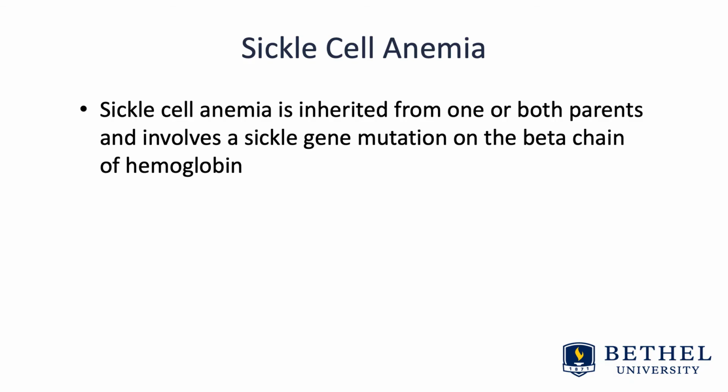Sickle cell anemia is inherited from one or both parents and involves a sickle gene mutation on the beta chain of hemoglobin. Sickle cell disease occurs when a child inherits the gene from both parents. A child can carry the sickle cell trait when one parent passes it down. Individuals with sickle cell anemia have a lifespan that is generally shortened by 25 to 30 years. Individuals with sickle cell trait generally have fewer red blood cells that are affected, resulting in fewer symptoms.